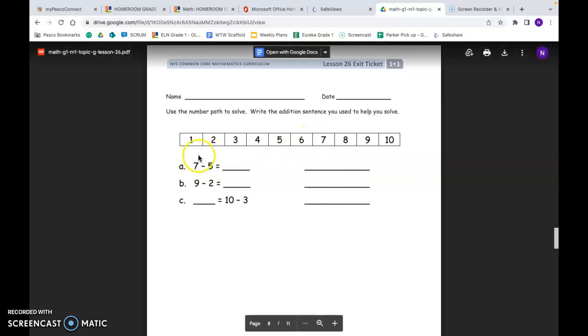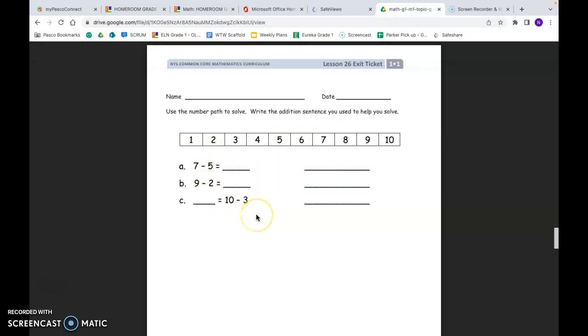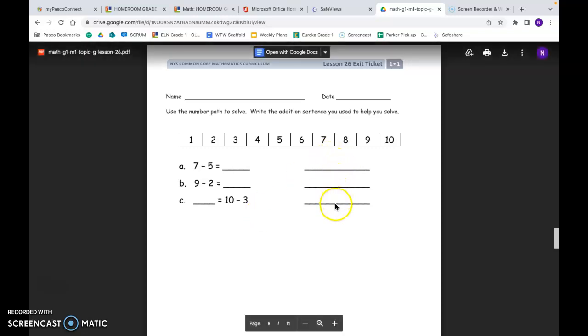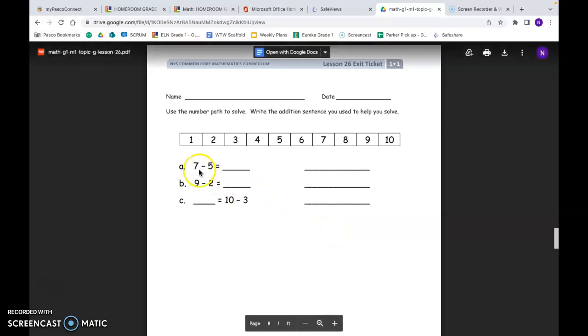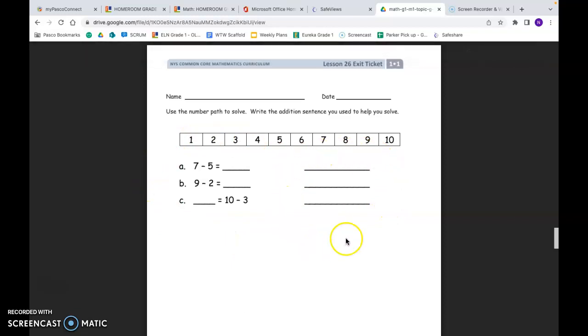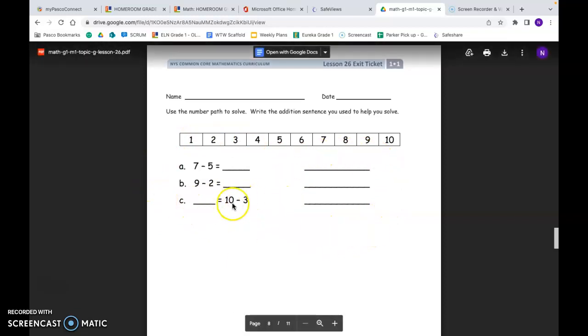Use the number path to help you solve these three subtraction sentences. Again, if you need to listen to this again, go ahead and restart. Also, on these lines over here, you're going to write the addition sentence that matches this subtraction sentence, okay? So these are the subtraction sentences. I want you to write the addition sentences that match this subtraction right next to it, okay?